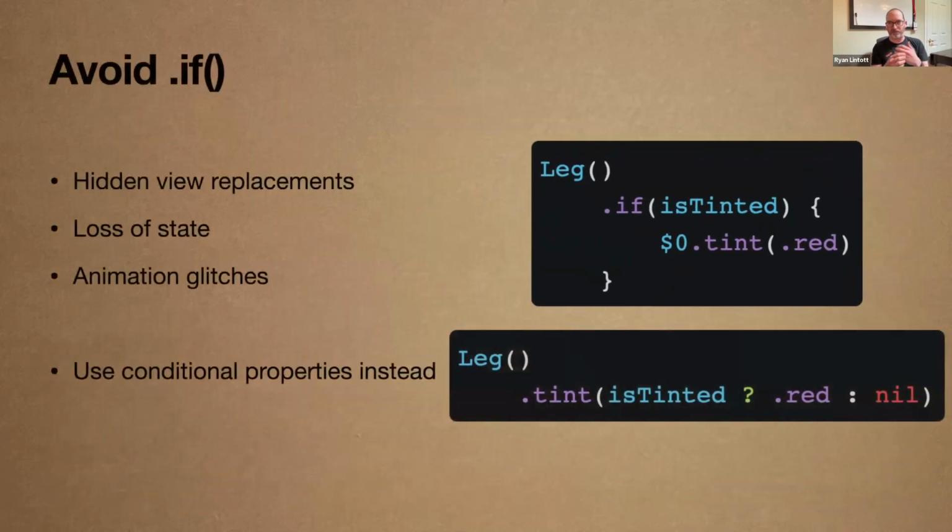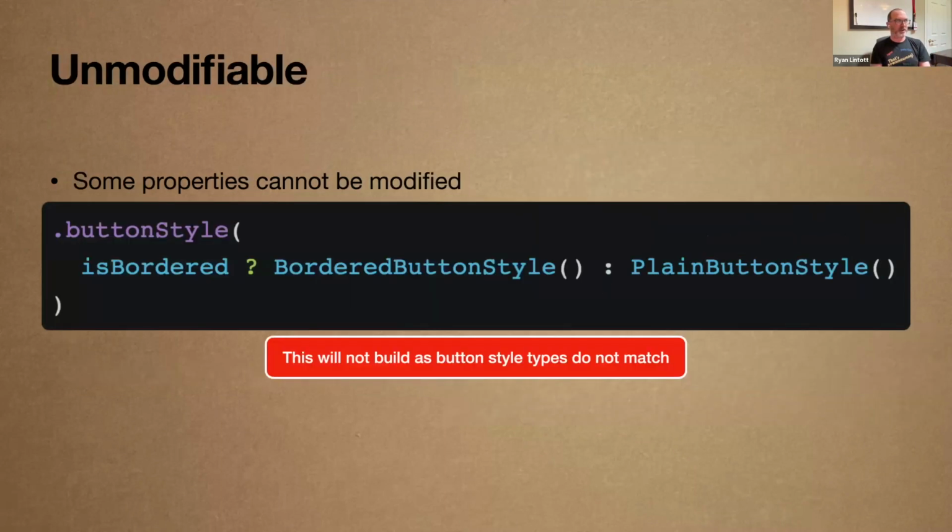I think it's a good idea to avoid using these if modifiers because it hides those view replacements. You might have a weird bug in your app and you don't know what's causing it. And it could be that whole view stack is getting replaced when you think you're just changing a setting inside of it. So you're going to lose the state, you're going to lose the animation, glitches will occur. So try to stick to those conditional properties when you want to keep something the same and not change that view for a different view.